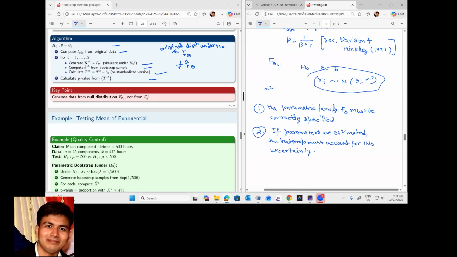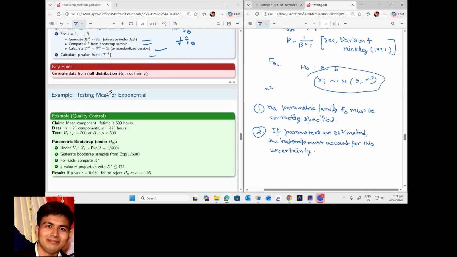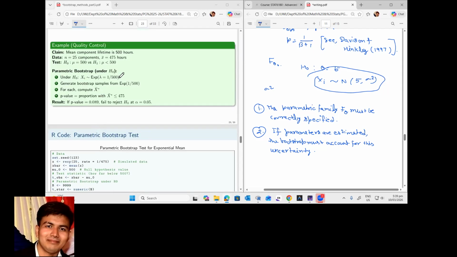So this is the assumption for this one. And now we have the testing, mean testing of the exponential distribution. Here we have the claim: component lifetime is 500 hours, n equals 25 components, and x bar is 475 hours. The hypothesis that we need to check is whether the mean is 500 hours or not, against the alternative hypothesis mu less than 500 hours.